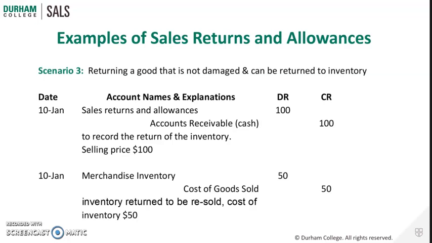The first journal entry is going to be recorded as sales returns and allowances. We're going to debit that $100, and we're going to credit accounts receivable, or cash if they paid by cash, $100. The second journal entry is returning it back to my inventory because I can put it on my shelf and I can sell it again. So that means I have to debit merchandise inventory for what it cost me, and that was $50, and I'm going to credit cost of goods sold for $50.